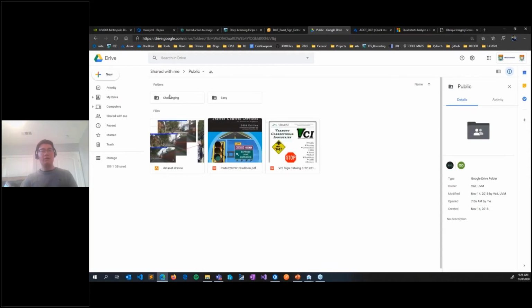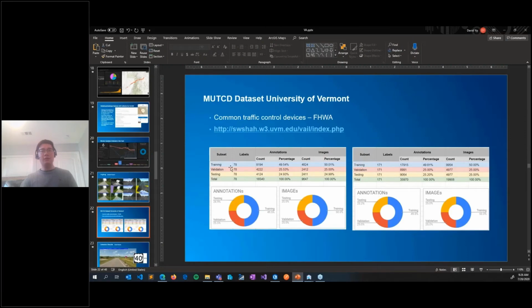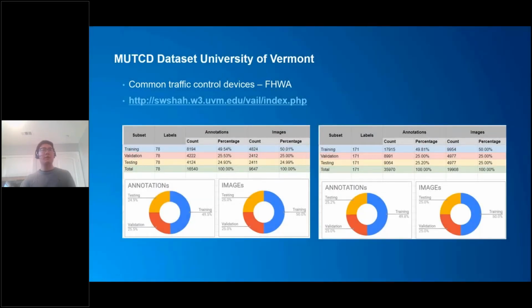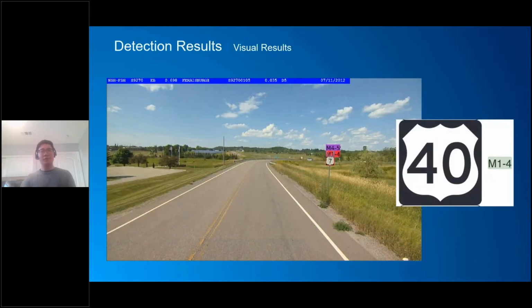And it's actually divided into two data sets. There's challenging and easy. And easy is basically around 78 labels. You have around 8,000 training images. And challenging is the full 171 classes of labels, as well as about 18,000 images for training. And we've gone in and trained a machine learning model over the challenging data set in order to get this type of output that you see here.